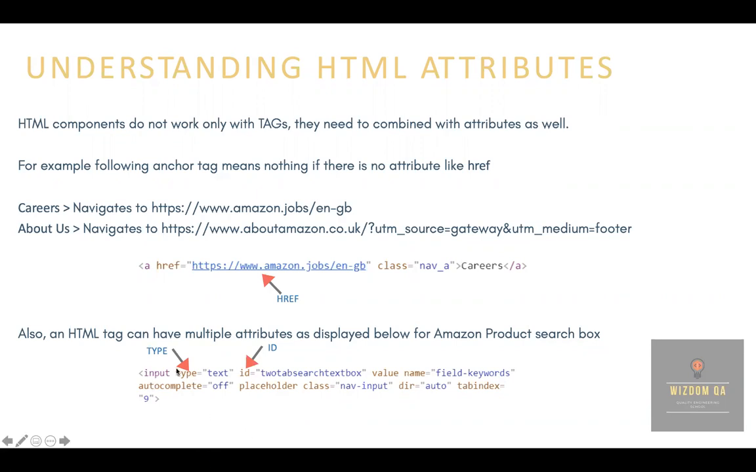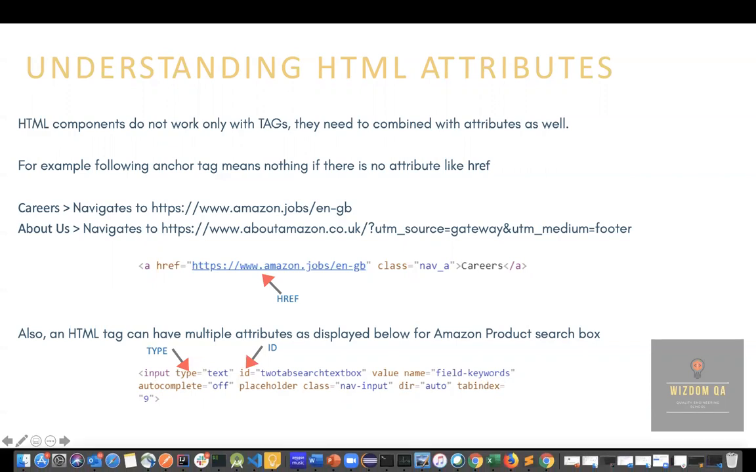Here in this case, I have an input tag. I'm saying the type is text. There is an ID, another attribute, and then there is a value and there is a name. These are different attributes that are added to a tag, which will make that tag work, right? Then we have autocomplete. So this input tag here has so many attributes: type, ID, value, name, autocomplete, placeholder, class, dir, tab index. You see, there are so many attributes. You can add n number of attributes to an HTML tag. The developers will do that depending on the business requirement.